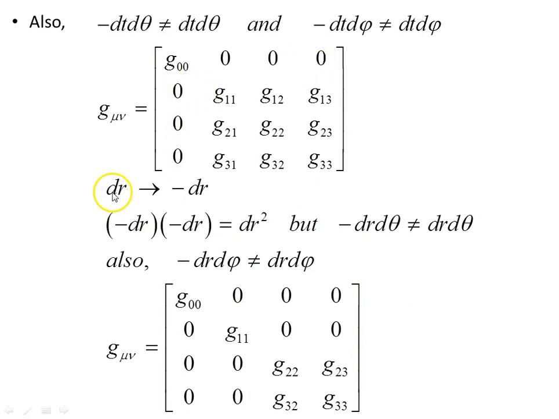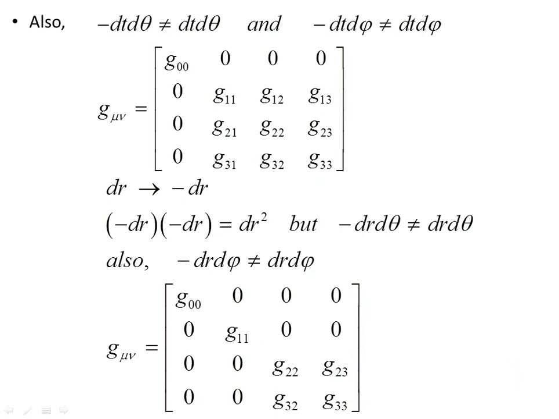Now also, how about reversal of the radial coordinate? dr replaced with negative dr. Well, negative dr times negative dr is dr squared, but minus dr d theta does not equal plus dr d theta. So again, there's a number of cross terms that we can rule out. Also, negative dr d phi and plus dr d phi are not equal to each other, these two here, sorry. And so these elements in the metric can also be ruled out.